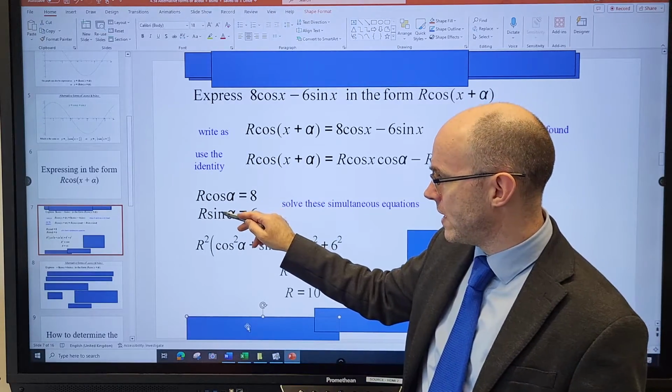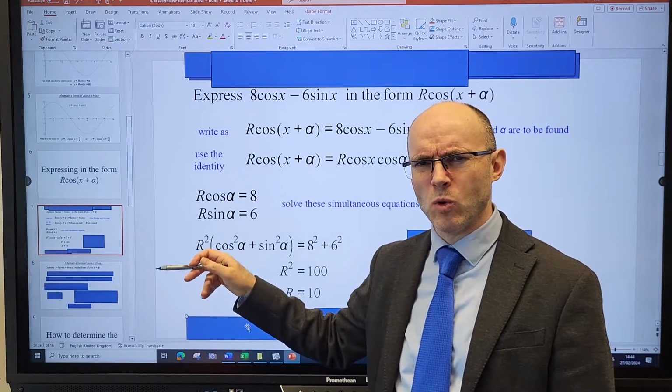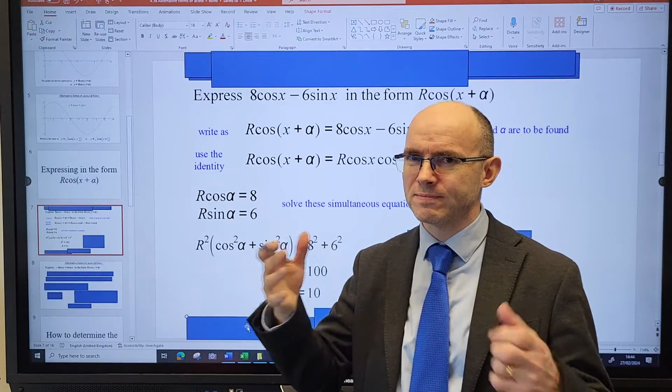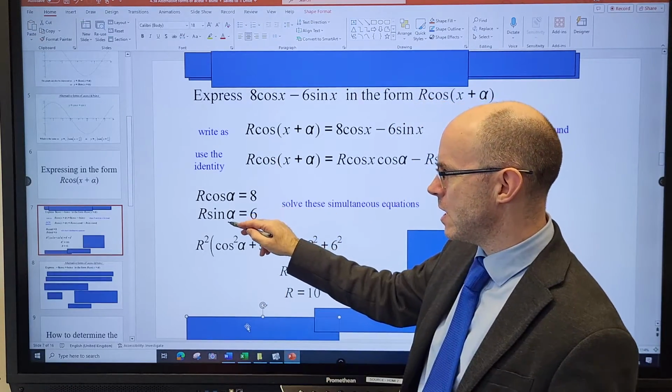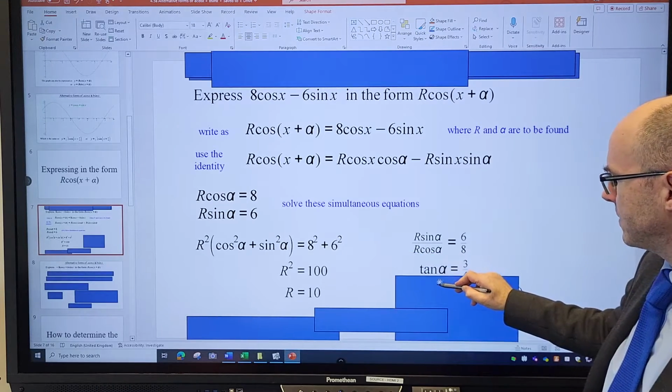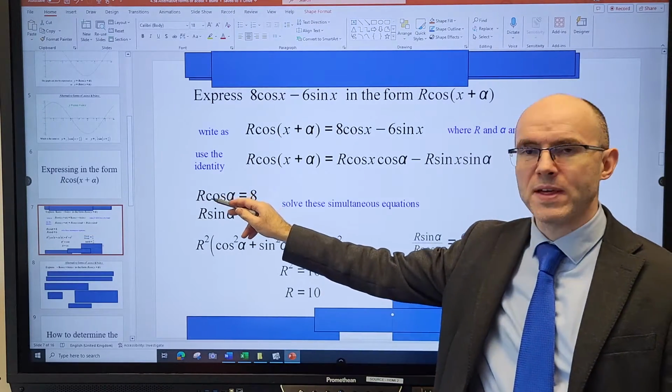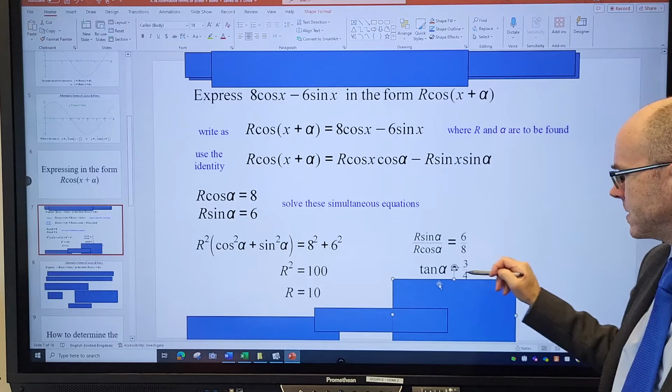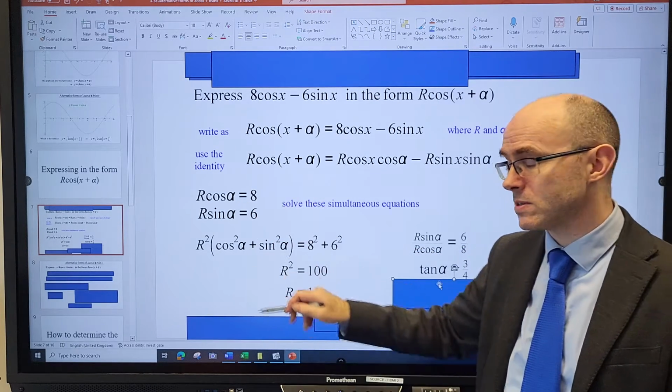Instead, you can just divide that one by that one. Why in that order? Well, think about it. You should have done P2 by now. Sine alpha over cos alpha is tan alpha. So using that identity, you can just divide that by that. The r's will cancel. Tan alpha is equal to 6 over 8, 3 over 4.